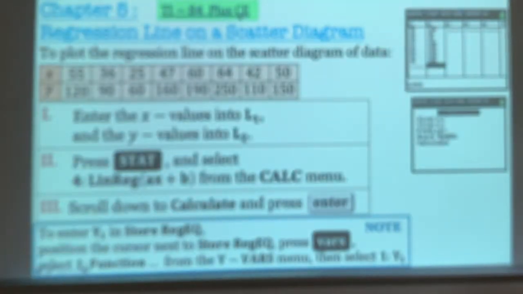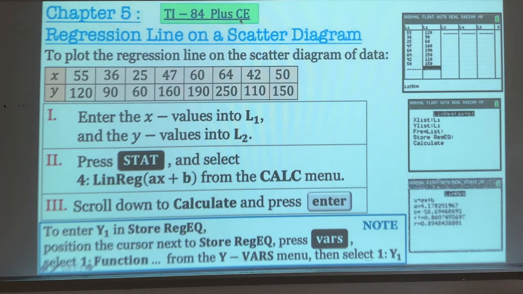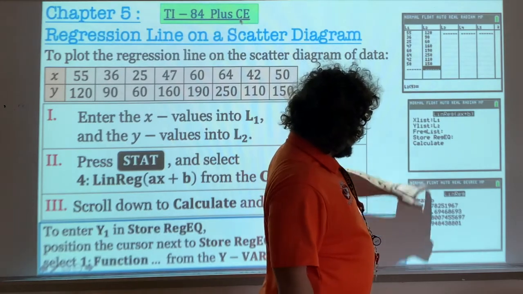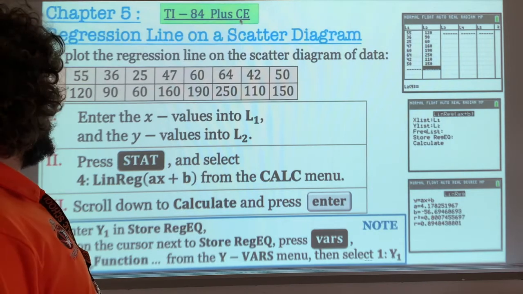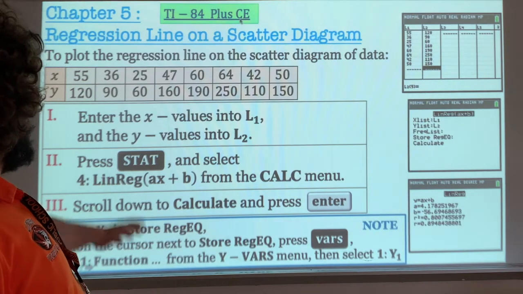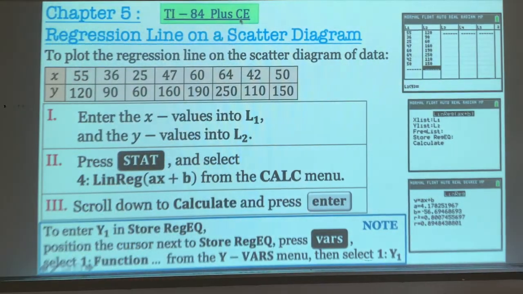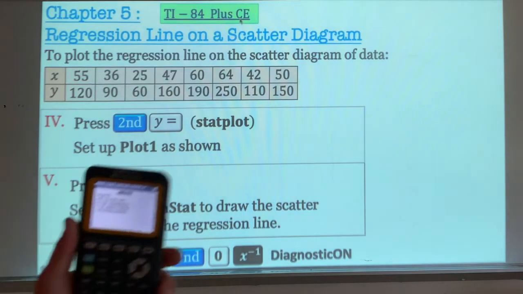So what I did here was, let me zoom out. If you look on the bottom left, that's where I did that. I went to this place right here, and I did the store reg equation. It gives me the same answer that I had before, but now it's stored. And that's putting the regression line in the scatter diagram. Now that it's stored as y1, it's stored as a graph.